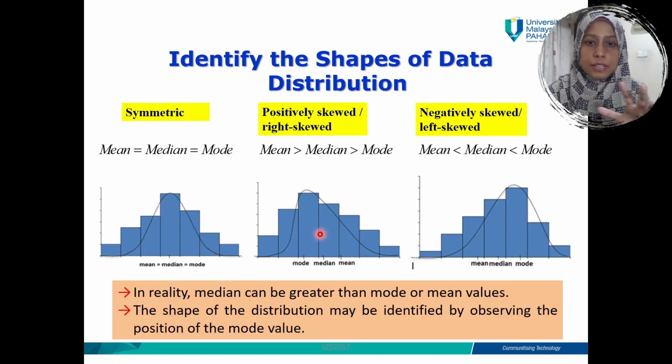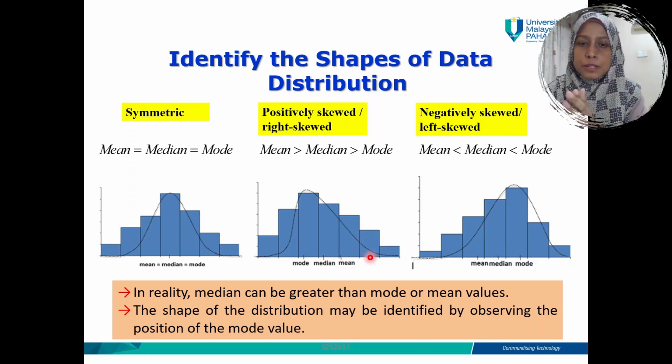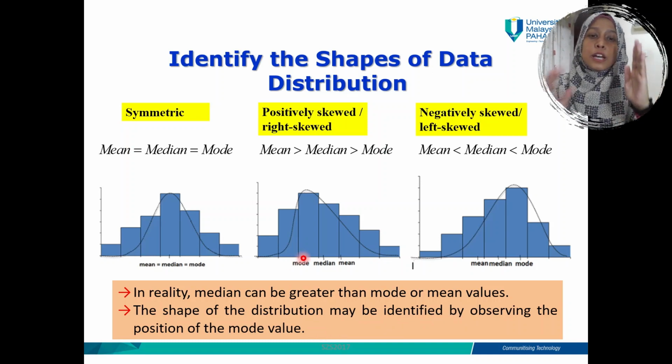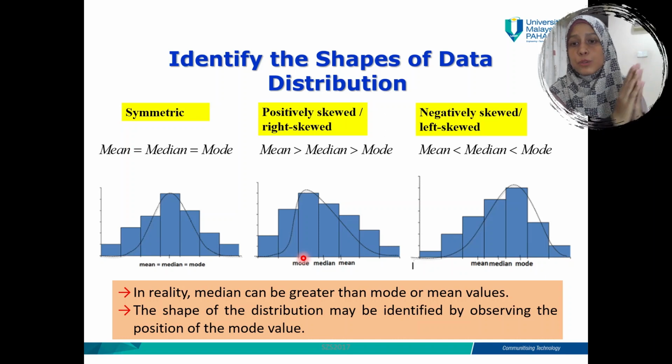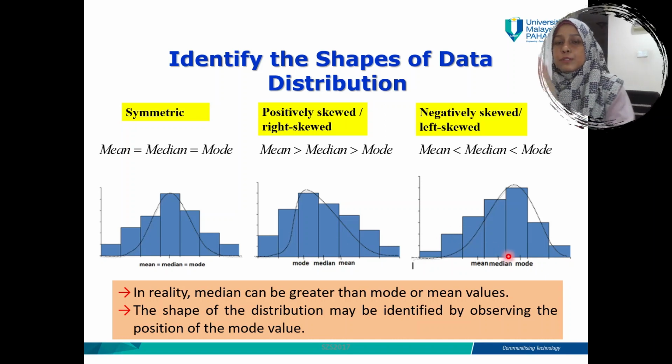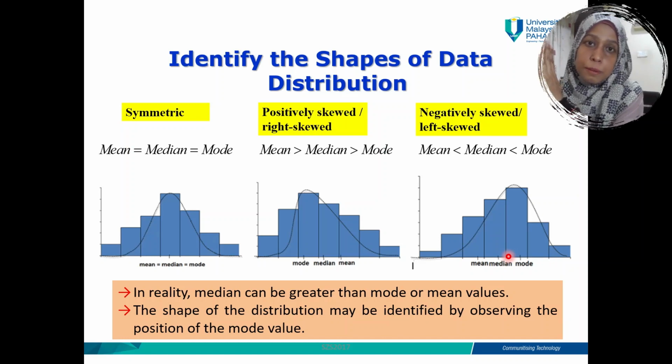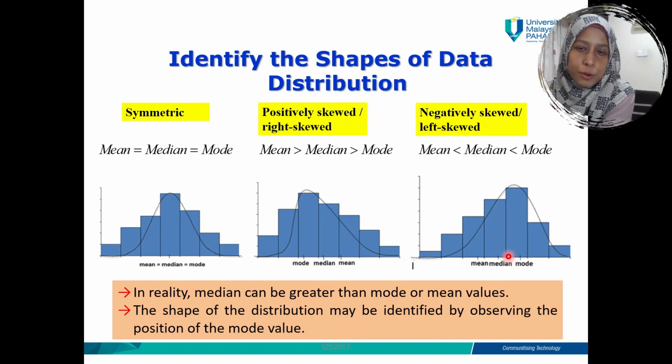In reality, maybe the mode may not be right in the middle. Maybe not mode, median. The median might sometimes be greater than the mean or sometimes smaller than the mode. The position is not always like this. This is just some extra info for you. The shape of the distribution may be identified by observing the position of the mode value. If your mode is closer to the left hand side, it is positively skewed. If your mode is closer to the right hand side, so this is the case if you plot a histogram, then this is a negatively skewed distribution.